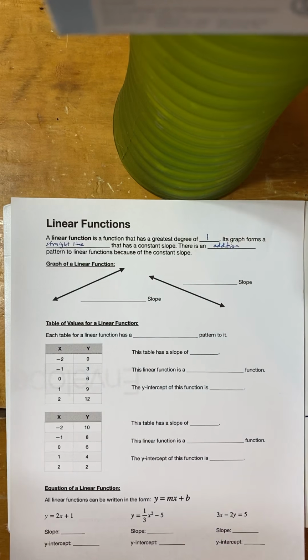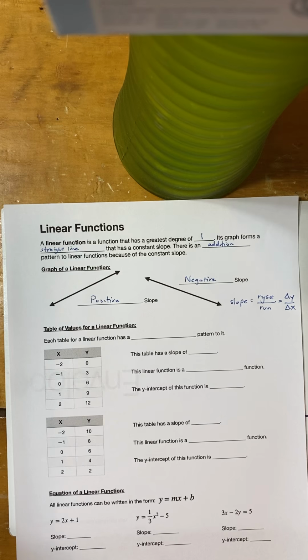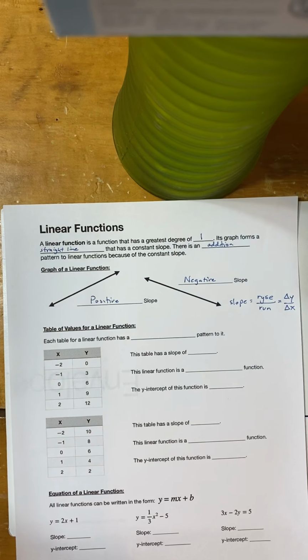Okay, I always figure out what's my change in the y value and then what's my change in the x value goes on the bottom. All right, so that's what a graph of a linear function looks like. It's just a straight line.